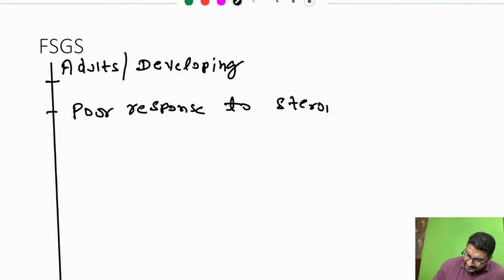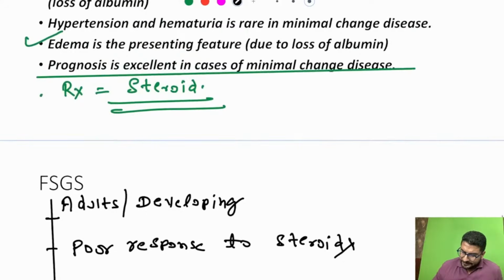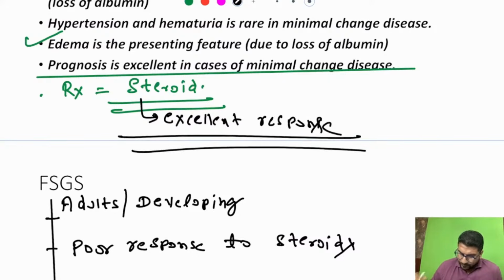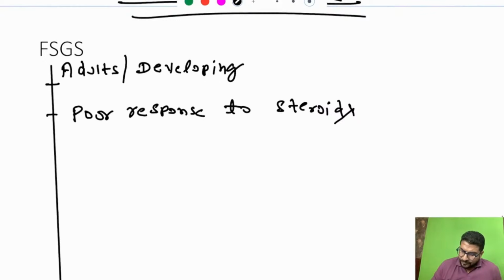अब इसको समझो जरा ध्यान से, try to understand. In MCD what I told you, there is an excellent response. Steroid का response कैसा आएगा? Excellent response. Here you will see a very poor response to steroid. Poor response to steroid means prognosis is also poor. You can see poor prognosis.